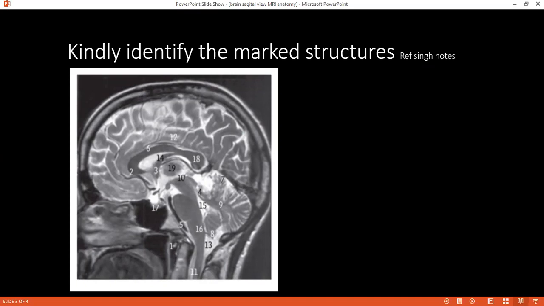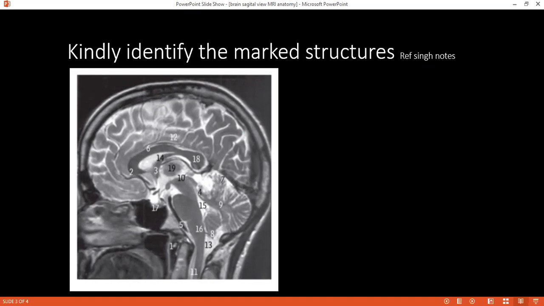Ma'am, Kernig's sign we can determine when the patient is in the supine position, and we flex the neck, and he will develop pain because of the meningeal irritation.